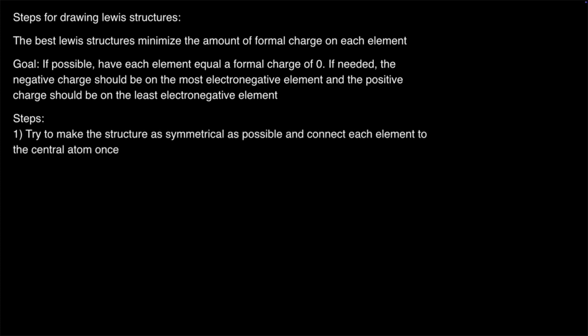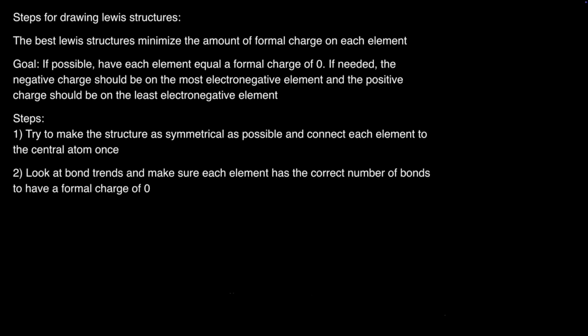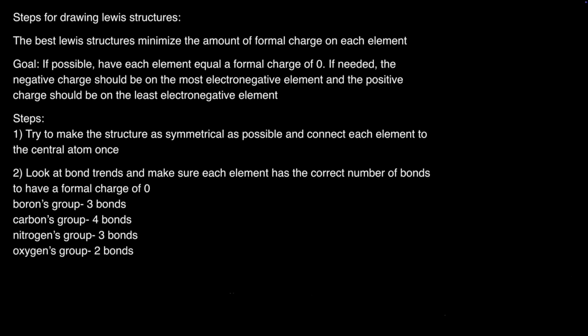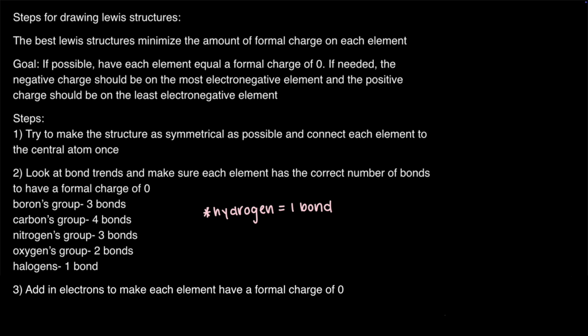Number 1, try to make the structure as symmetrical as possible and connect each element to the central atom once. Number 2, look at these bond trends and make sure each element has the correct number of bonds to have a formal charge of 0. Boron's group likes to have 3 bonds, carbon's group likes to have 4 bonds, nitrogen's group likes to have 3 bonds, oxygen's group likes to have 2 bonds, and the halogens like to have 1 bond. And hydrogen will have 1 bond. In the last step, add in electrons to make each element have a formal charge of 0.